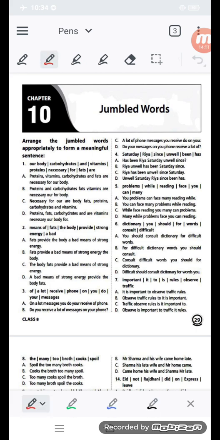So here the topic is jumble word. You will not get easy arrangement sometimes. So you have the accessed or rearranged words in the options, and suitable option you have to choose from it. Like, let's read for the first one. Our body, carbohydrates and vitamins, proteins necessary for fats are.